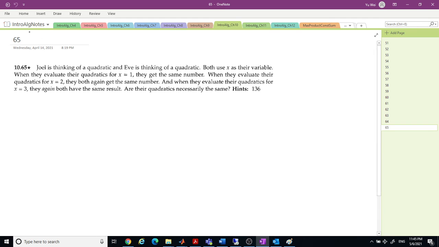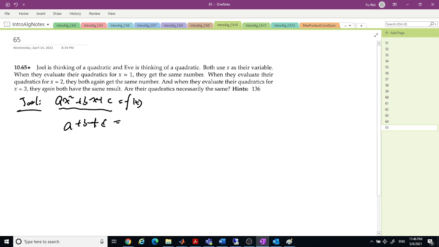Next, so Joe is thinking a quadratic and Eve is thinking a quadratic. Both use x as their variable, and the value of the quadratic for x equals 1, they get the same number. Okay, so let's see. The quadratic is ax squared plus bx plus c, right? This is the quadratic f(x). So for x equals 1, we know a plus b plus c, right?